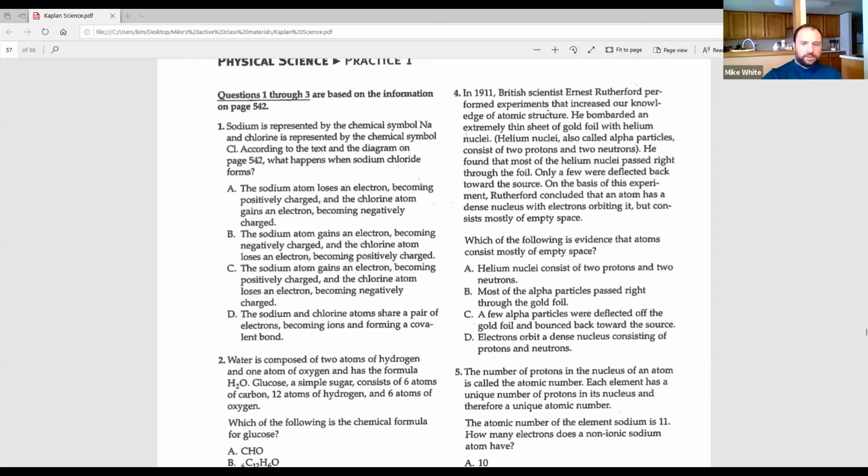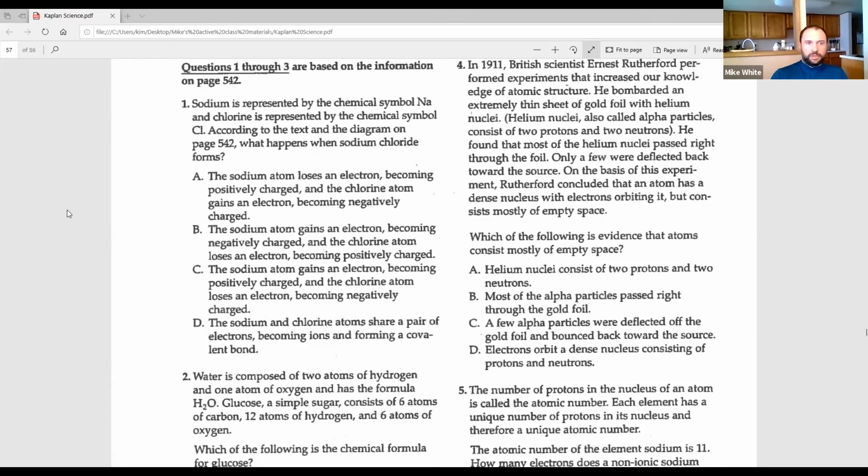All right, so let's look at this first question. So sodium is represented by the symbol Na. So the element sodium, it was on that periodic table, and it had the symbol Na. And chlorine is represented by the chemical symbol Cl.